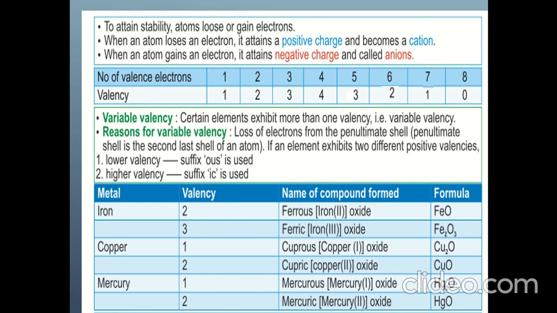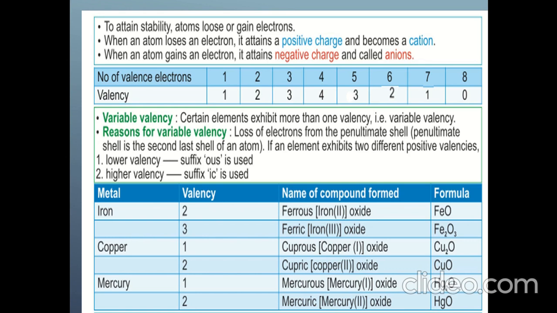Suppose if the valency is 1, it is called monovalent or univalent. If it is 2, it is called divalent. If it is 3, it is called trivalent. If it is 4, it is called tetravalent. And there is one more type of valency, that is variable valency.